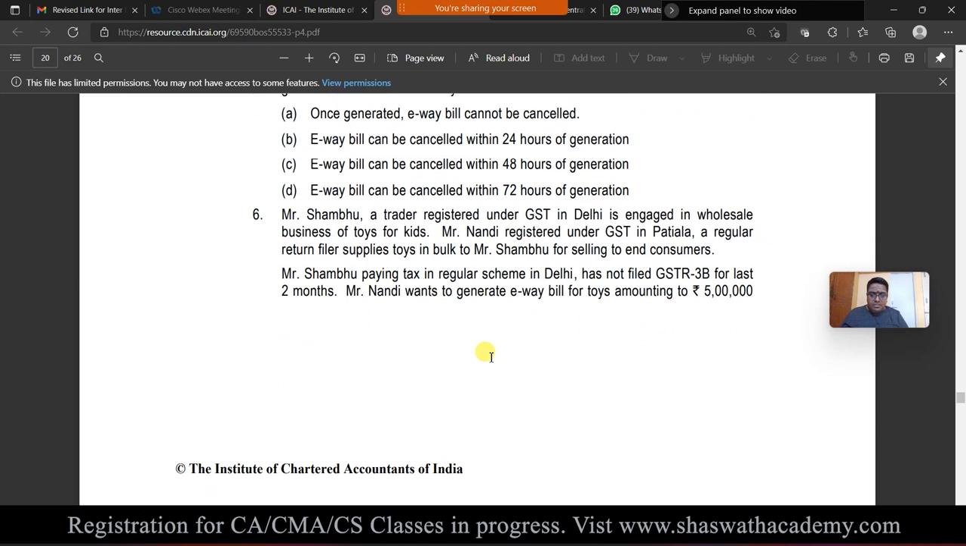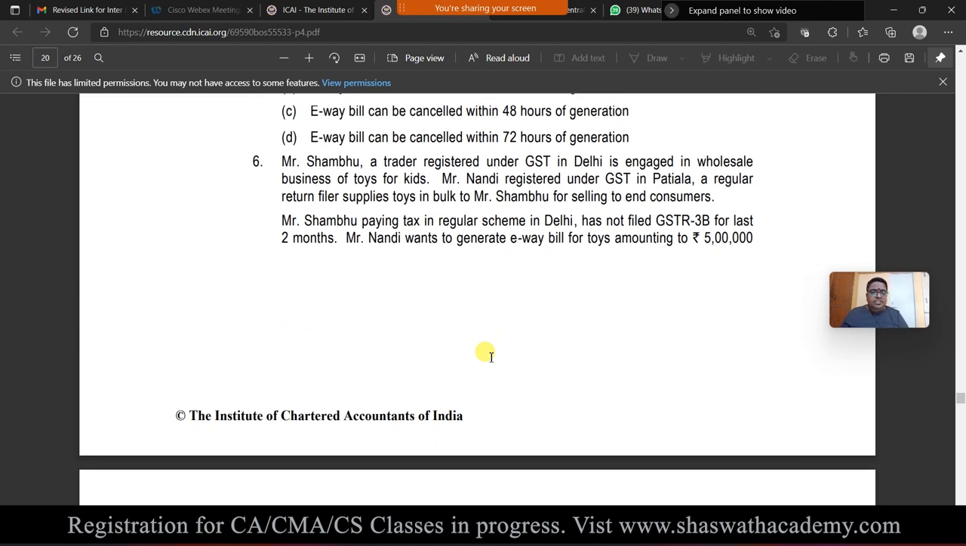Now I'm going to Mr. Shambhu. Mr. Shambhu, a trader registered under the GST in Delhi, is engaged in the wholesale business of toys for kids. That means he's a goods supplier. Mr. Nandi, registered under the GST in Patiala, a regular return filer, supplies toys in bulk to Mr. Shambhu for selling to the end consumer. This is not handicraft goods, not craftsman goods, not a jobber. They are only buying and selling goods. Mr. Shambhu, paying tax as a regular taxpayer in Delhi, has not filed the GSTR-1 or 3B for the last 2 months. There you stand.